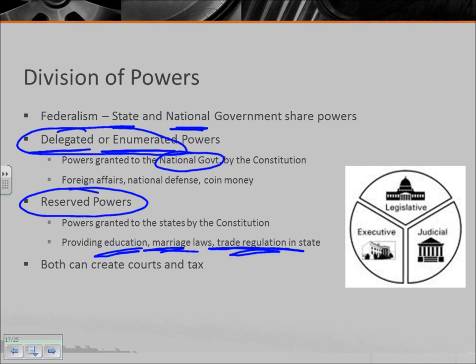So these delegated or enumerated powers are given to the national government. Reserved powers are reserved for the state. However, both the state and the national government can create courts and they can tax you, which is why in Georgia today we have an income tax and we also have a federal tax.